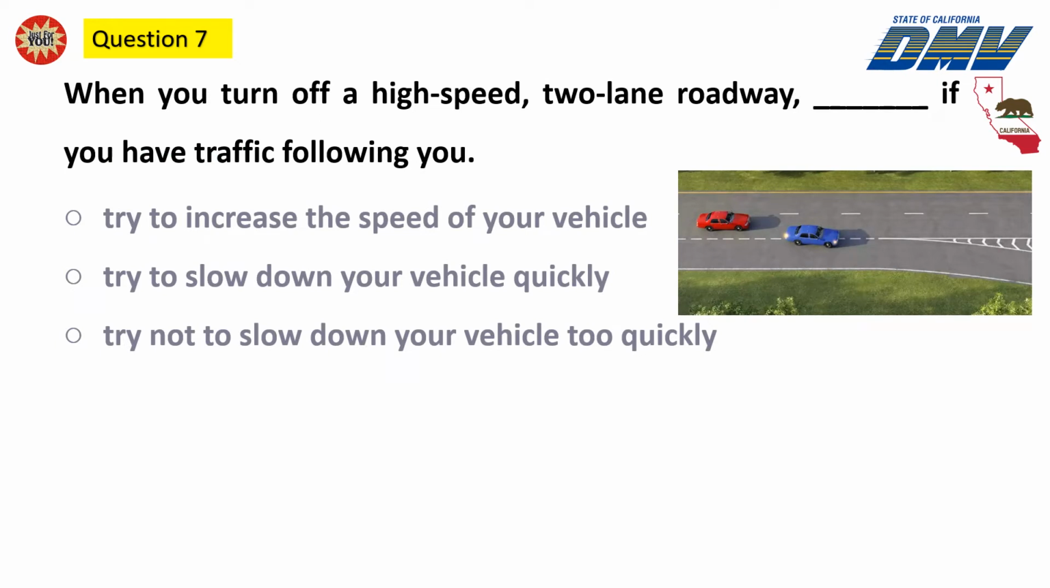Question 7. When you turn off a high-speed, two-lane roadway, try to increase the speed of your vehicle. Try to slow down your vehicle quickly. Try not to slow down your vehicle too quickly, if you have traffic following you.